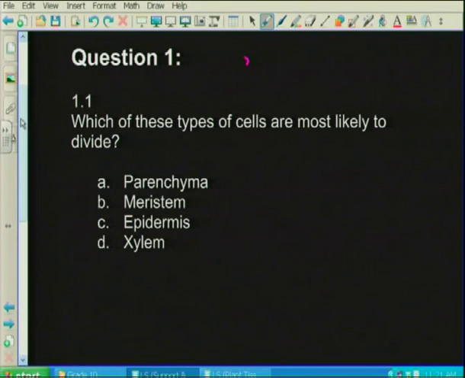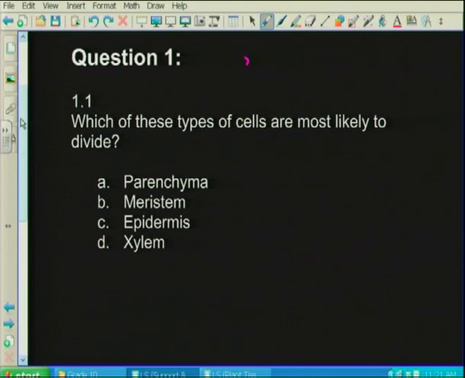Right before we went for the ad break, we stopped and looked at the internal and external structure of dicot stems. Now, we have looked at the dicot stems, we've looked at the dicot roots, and what we're going to be doing now is look at some typical exam questions you can expect. The first one we're going to be looking at is this one. Which of these types of cells are most likely to divide?